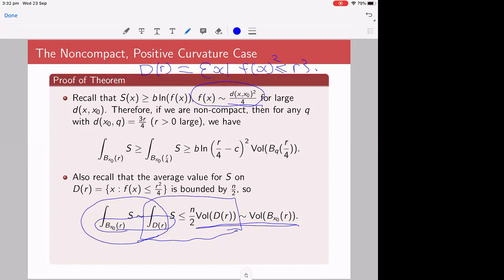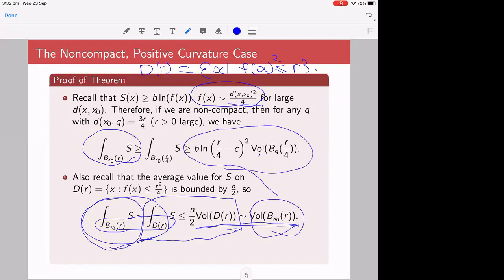So we're almost done. We've got an upper bound for the integral of scalar curvature, and we've also got a lower bound for the integral of scalar curvature. So somehow that means that this one here always has to be greater than or equal to this one there. How do we finish this proof off? Well, one issue is that we're kind of comparing different things here. We're comparing the volume of a ball centered at Q with the volume of a ball centered at x naught.